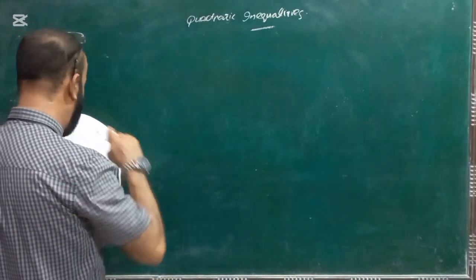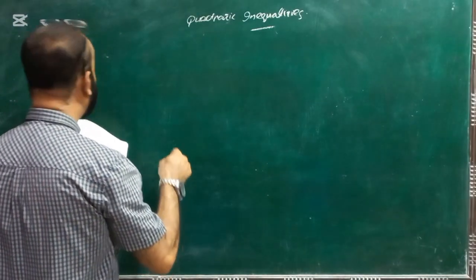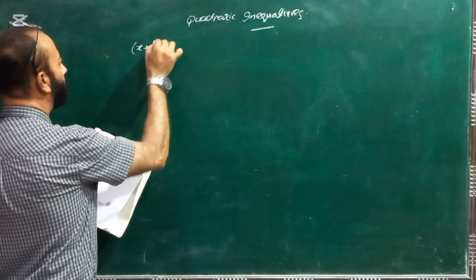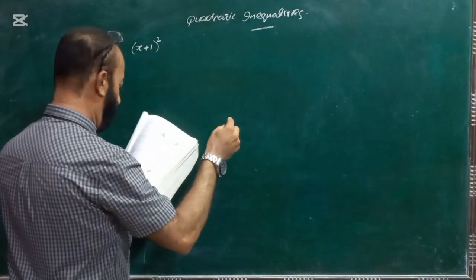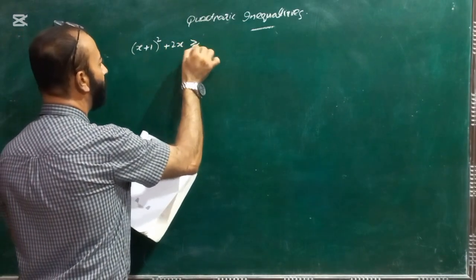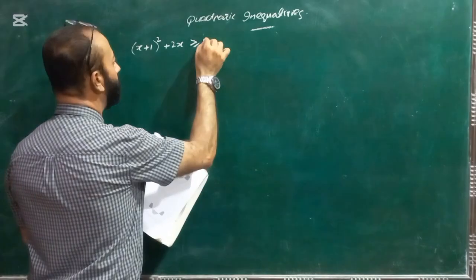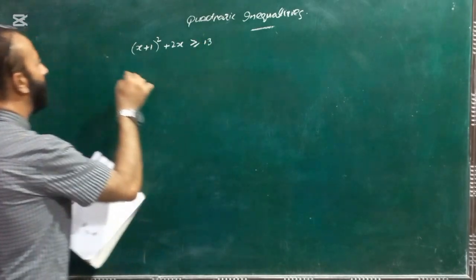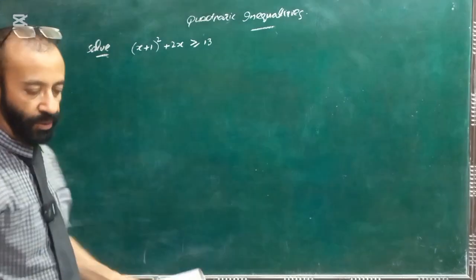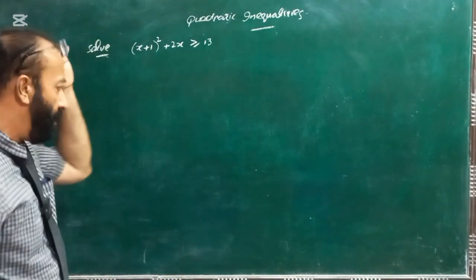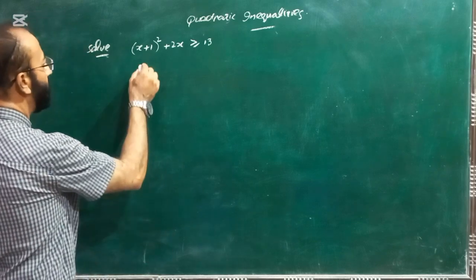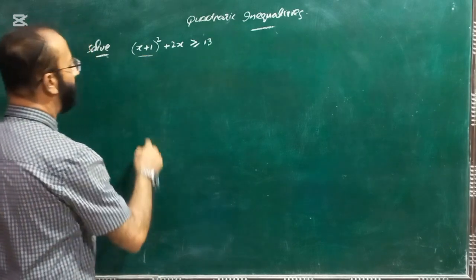So the first question which we are going to put is (x + 1)² + 2x ≥ 13. The requirement is to solve it. So look now, the method will be: first we will open the brackets. So the (a + b)² formula will be applied here.